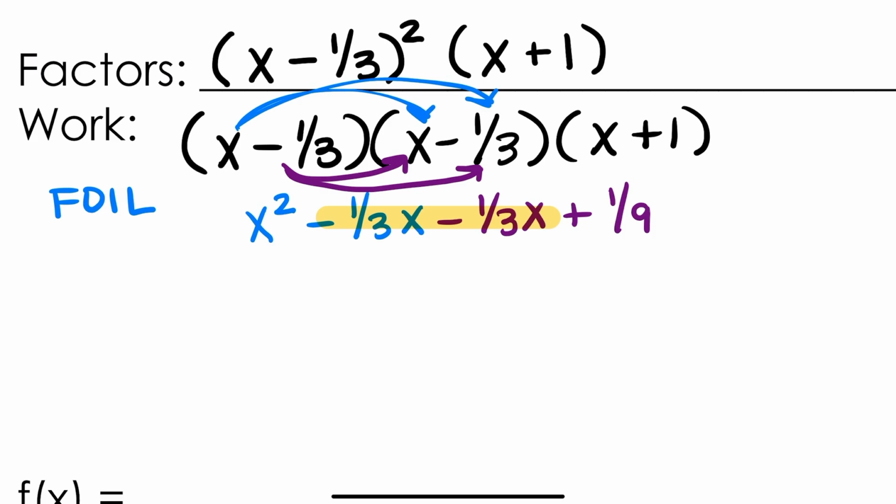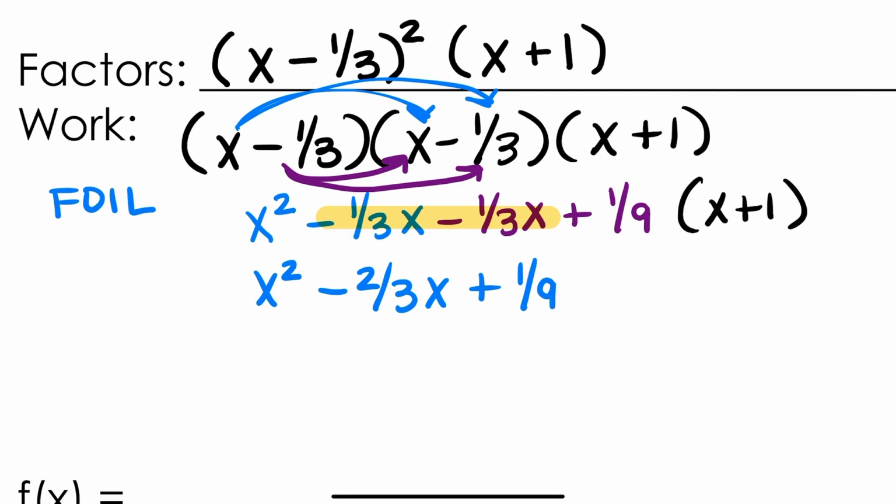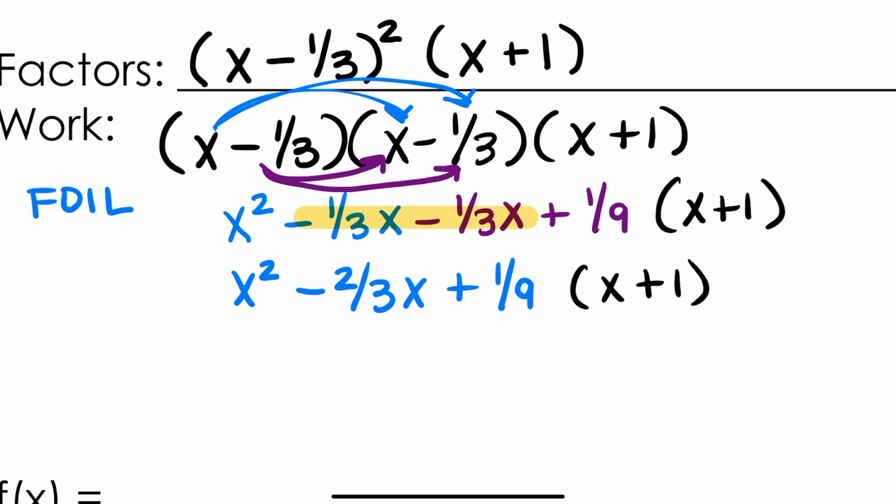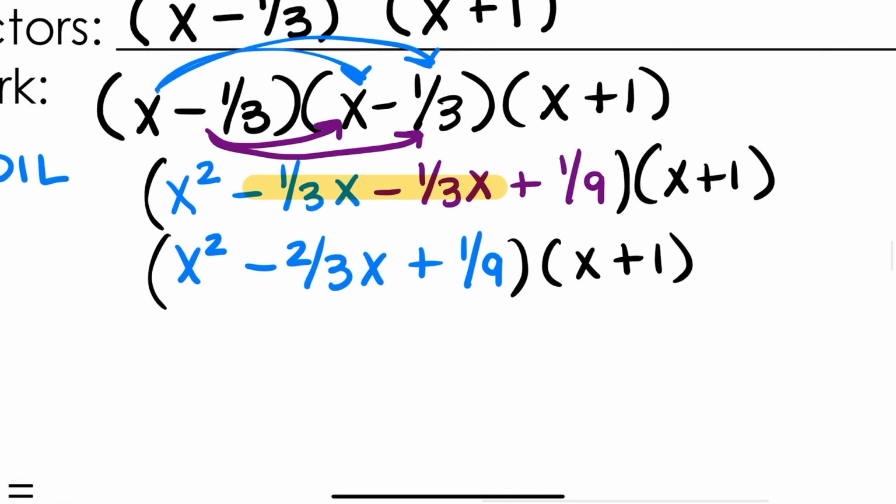Simplify the middle terms because they are like terms. So negative 1/3 minus another 1/3 is negative 2/3. So we can write that as x to the second power minus 2/3 x plus 1/9. Don't forget, we have to multiply this with x plus 1.